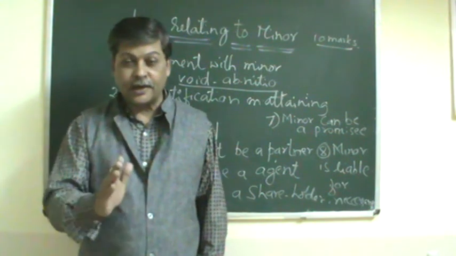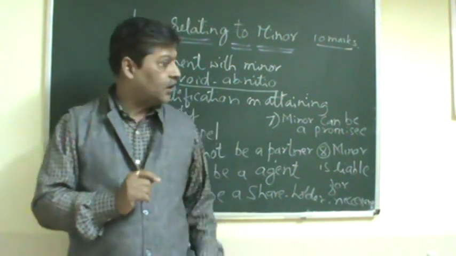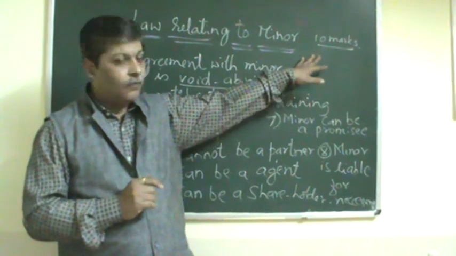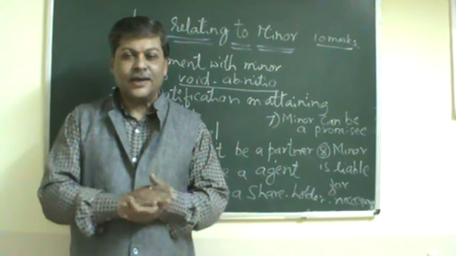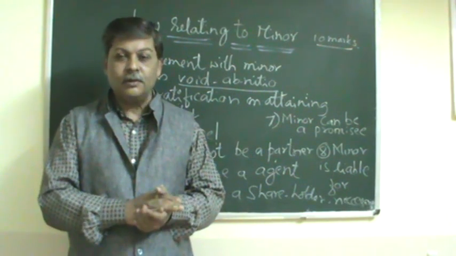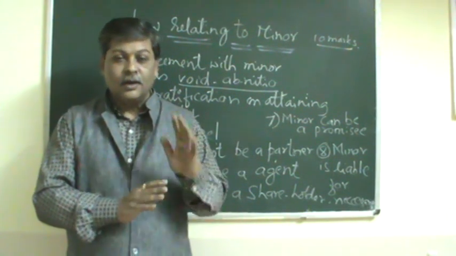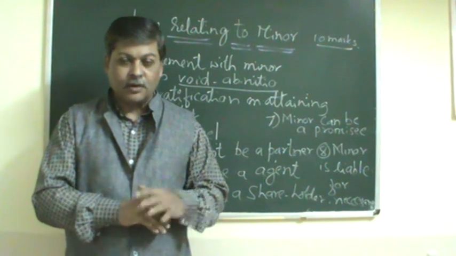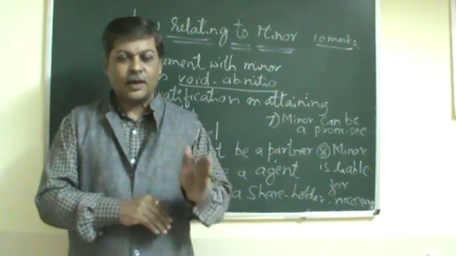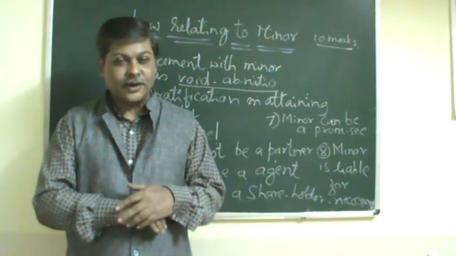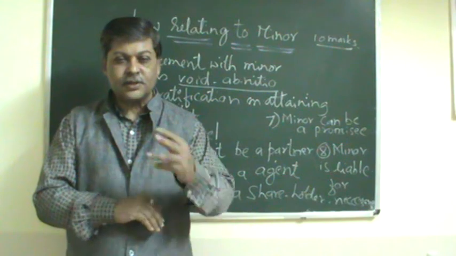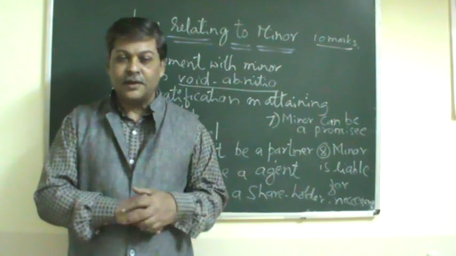So this is the law relating to the minor. In your examination, you can get this question for 10 marks. So keeping this here, in our next session, we are going to start with who is a sound person, or in other words, who is an unsound person, and who are the persons disqualified by the law who cannot enter into a contract. So these two aspects I will be discussing in my next session.